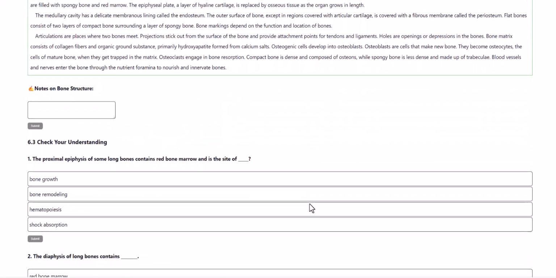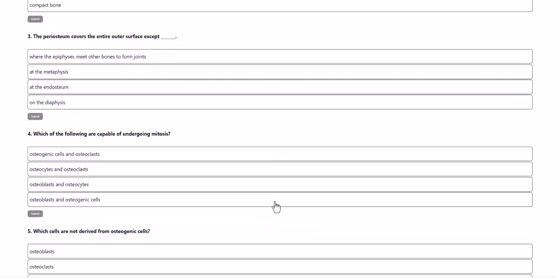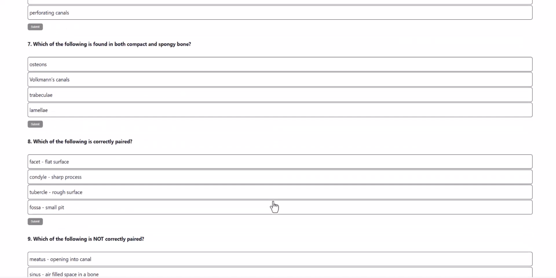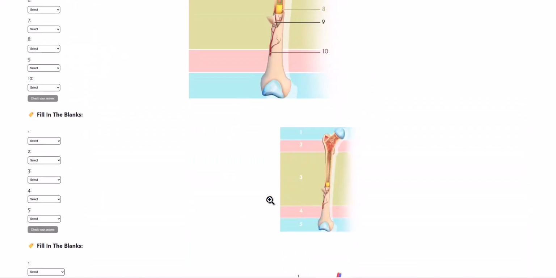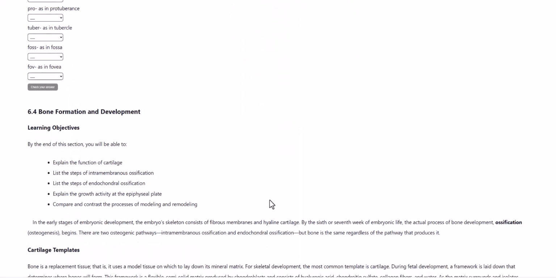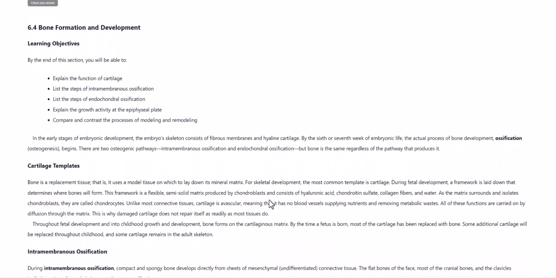So that finishes up the bone structure section. Point 3, and let's label these pictures, label the osteon structures, and let's get into how bone is formed. We'll also talk about how cartilage is important in this process as well.